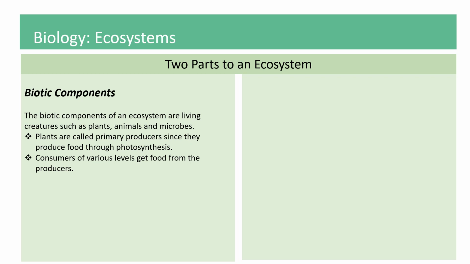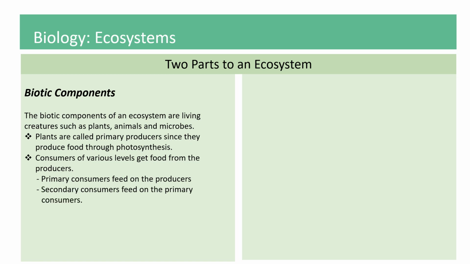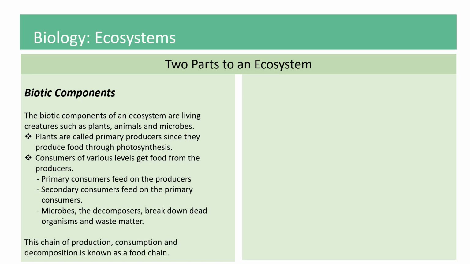Consumers. There are various levels of consumers that take their food from the producers. The primary consumers feed on the producers, and then the secondary consumers feed on the primary consumers. Microbes have the role of a decomposer. It breaks down dead organisms and waste matter. This chain of production, consumption, and decomposition is also known as the food chain. You may want to make note of this for later.